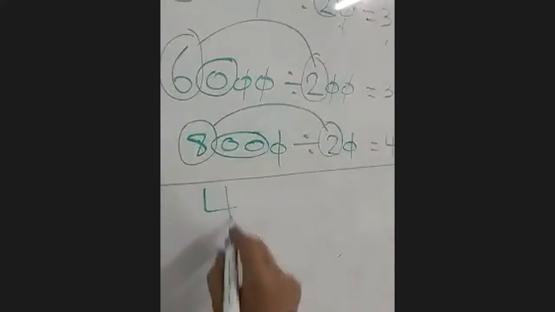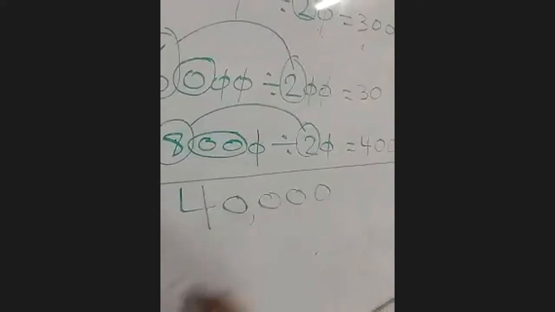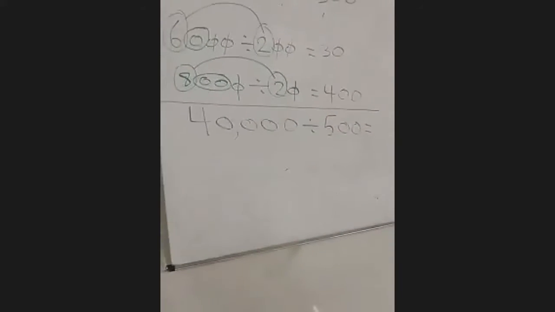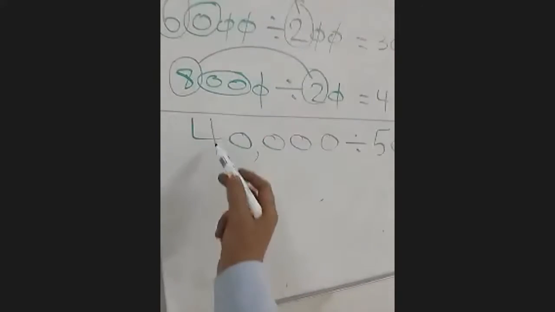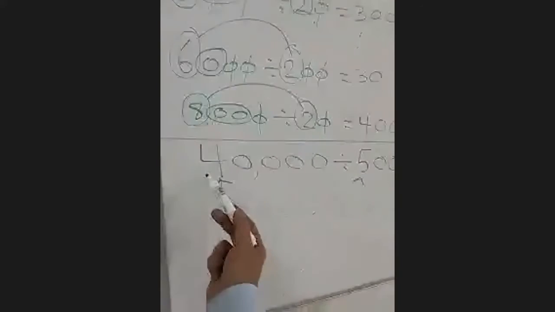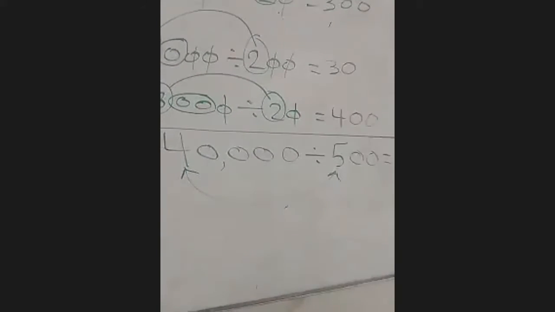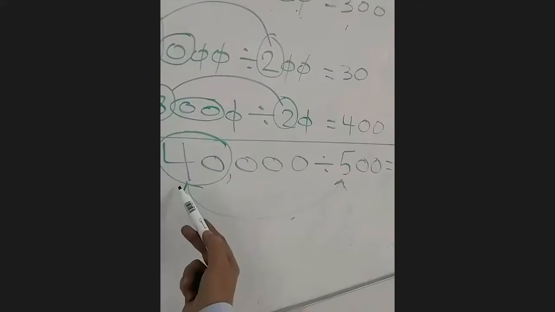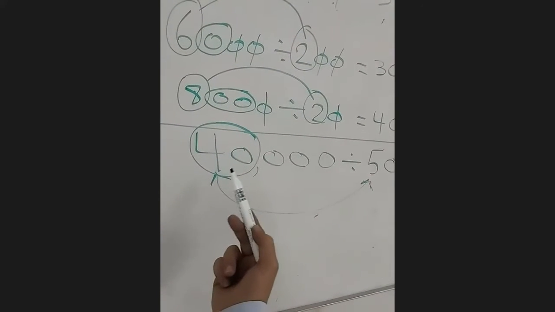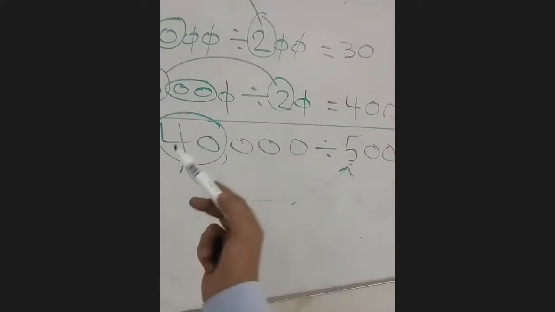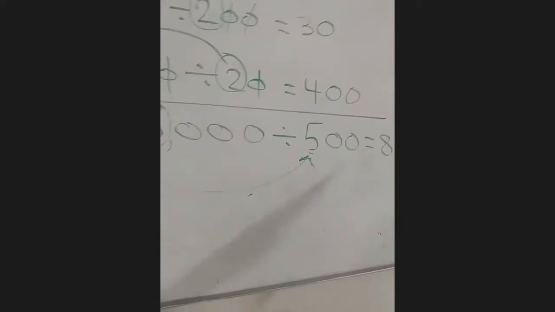Another example, and please focus with this example. If we have 40,000 divided by 500. Now let's check the 4 with the 5. Can the 4 be divided by 5? No, it cannot. Why? Because 4 is less than 5. In this case, guys, we take a zero with the 4. If the first number is less than the divisor, we take a zero with the first number. We have a new number now. It is 40. Now, can 40 be divided by 5? Yes. 40 divided by 5 is 8, because 8 times 5 is 40.